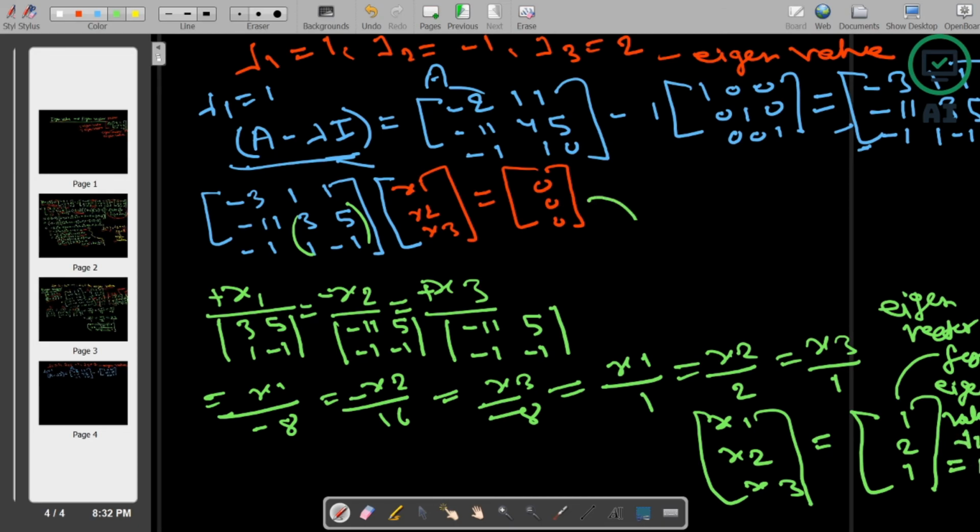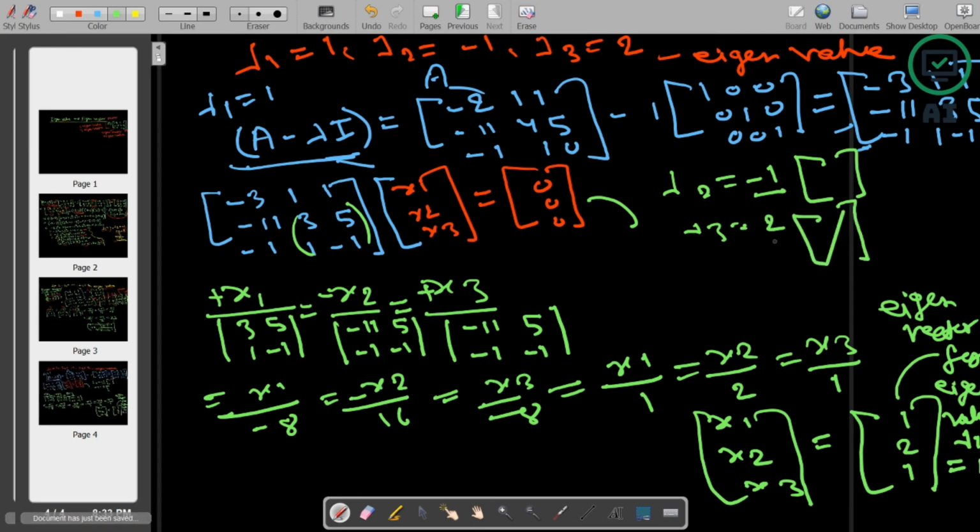So similarly you try to find out for lambda 2 equal to minus 1, and lambda 3 equal to 2. So there will be an eigenvector for minus 1 and an eigenvector for 2 also. So this you have to do. Please follow the same procedure and you can find this one. So I have explained what is eigenvector, what is eigenvalue, and how to calculate it.